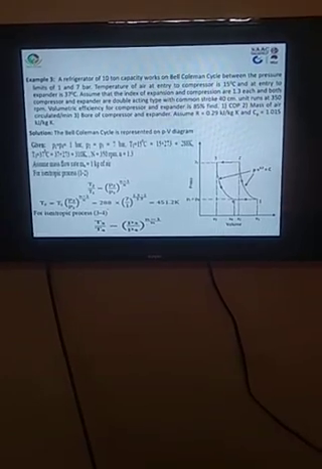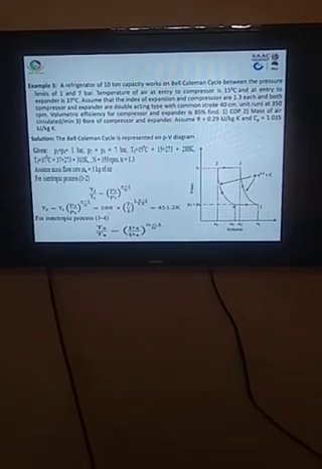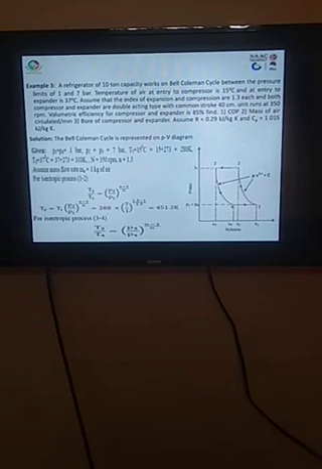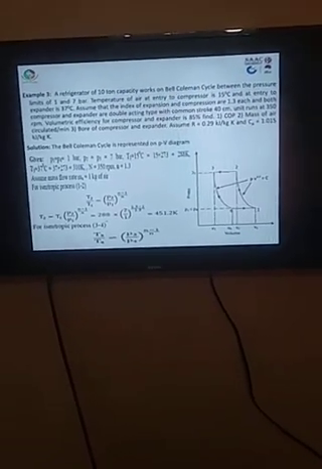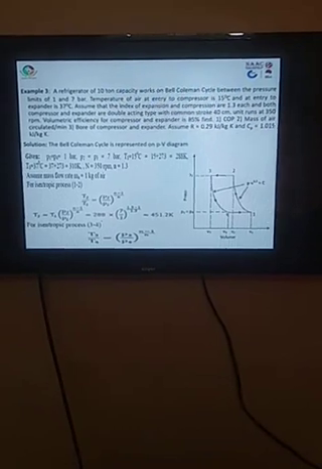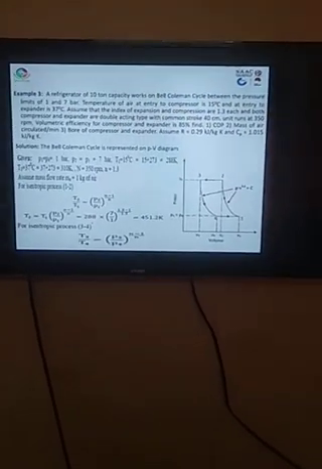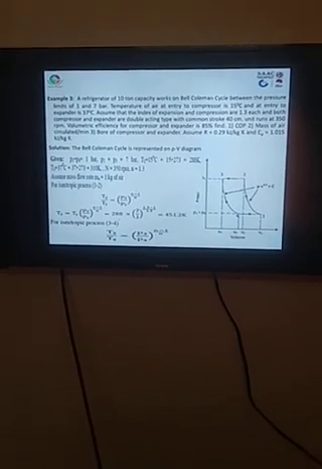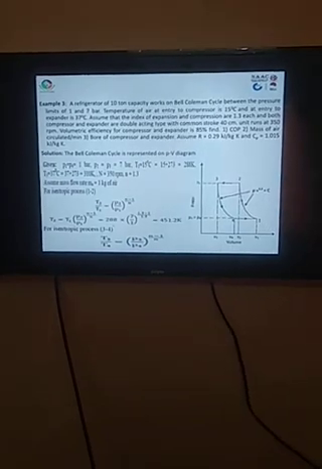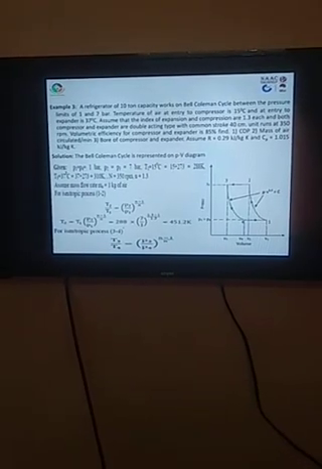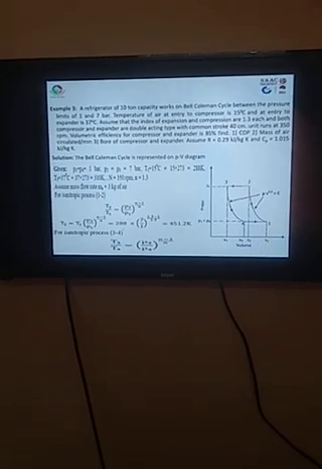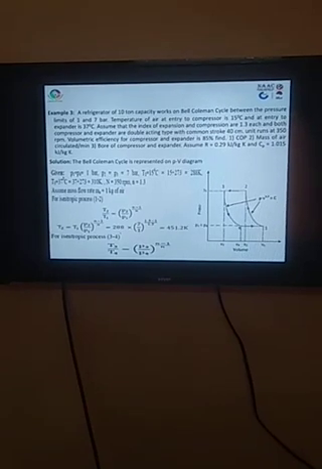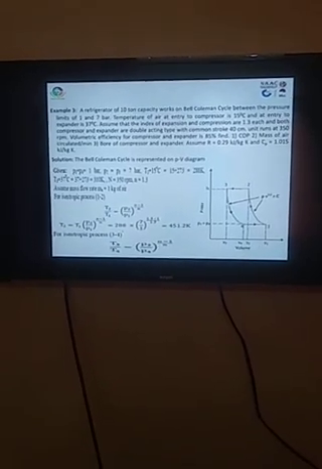We have to find first the coefficient of performance, second the mass of air circulated per minute, third the bore of compressor and expander, and we have to assume R as 0.29 kilojoule per kg Kelvin, and specific heat for air is 1.015 kilojoule per kg Kelvin. So in this numerical, the volumetric efficiency terminology is given. The next thing is the polytropic index, which is considered as 1.3, different than the 1.4 which we used as gamma in the earlier example. In this case we have to consider it as n.